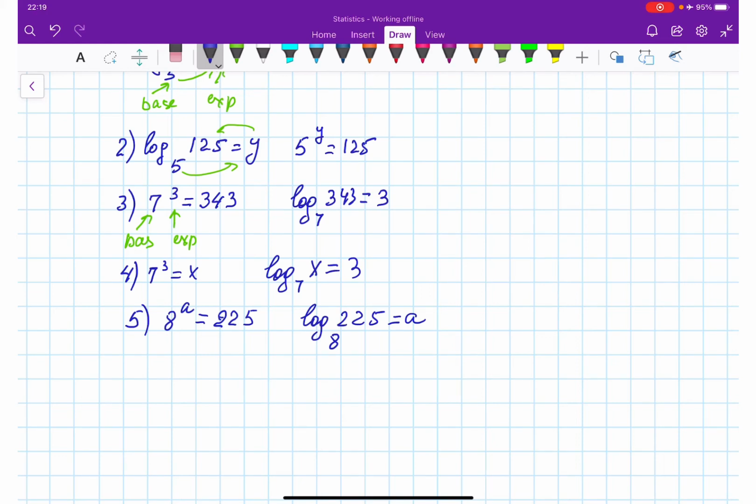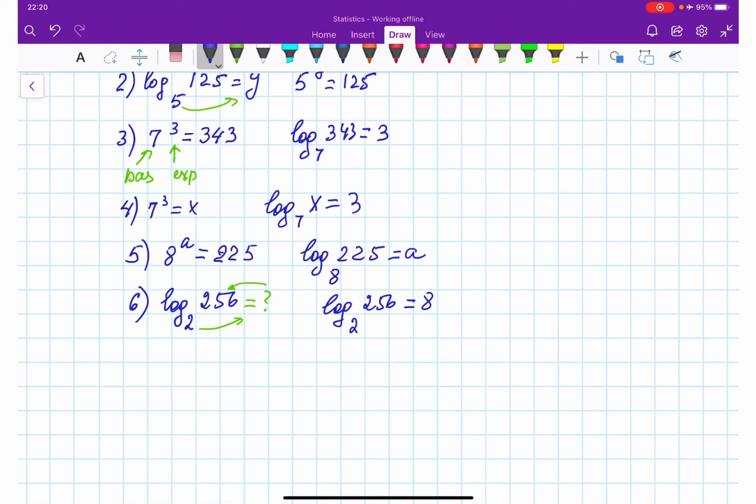Number 6, log 256 by base 2. What do we need to do? Evaluate the expression without using a calculator, which means we have to figure out what power it is raised to that will give me 256. So we know that it is 2 to power 8, right? So this is going to be 256 by base 2 is equal 8.